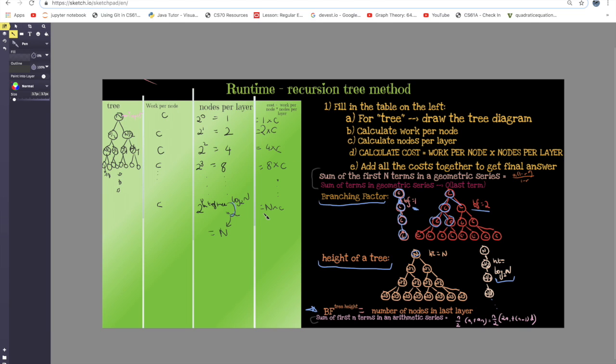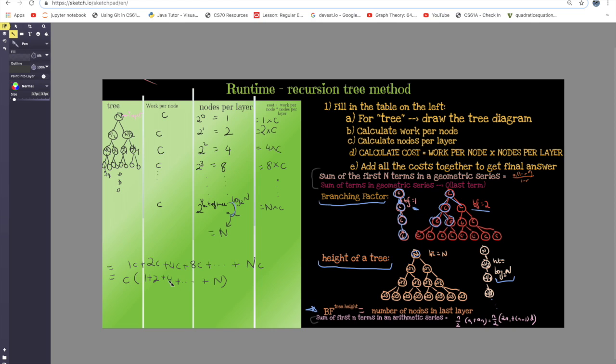So after we've calculated the cost, we need to add the costs for all the layers together to get the final runtime of the whole algorithm. And if we add together all these values, it's going to look like this. So it's going to be 1 into c plus 2 into c plus 4 into c plus 8 into c, etc., all the way to n into c. Now this is the same thing as taking c in common and 1 plus 2 plus 4, etc., all the way to n.